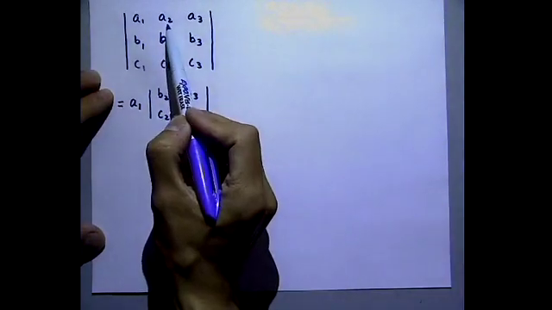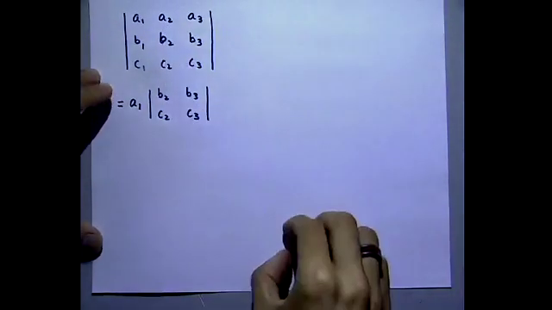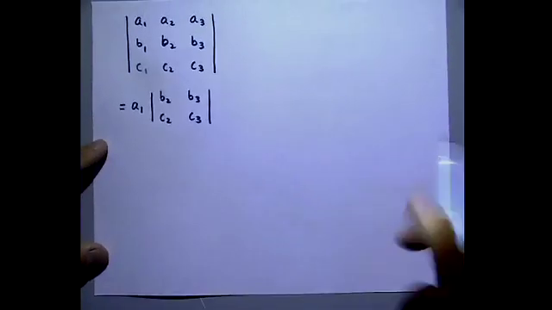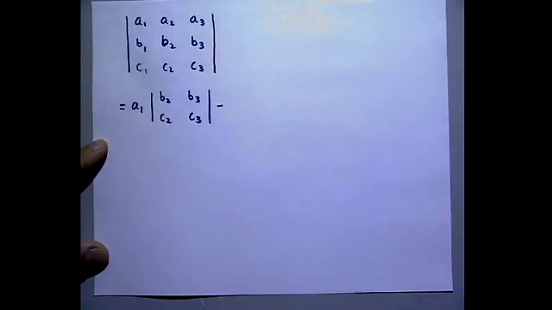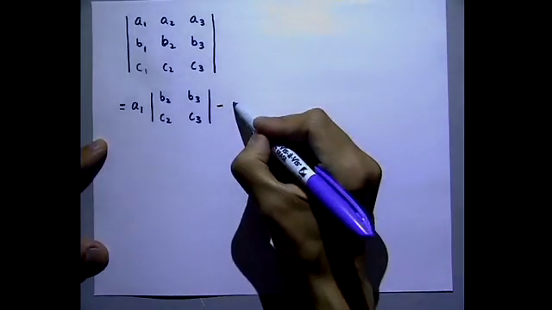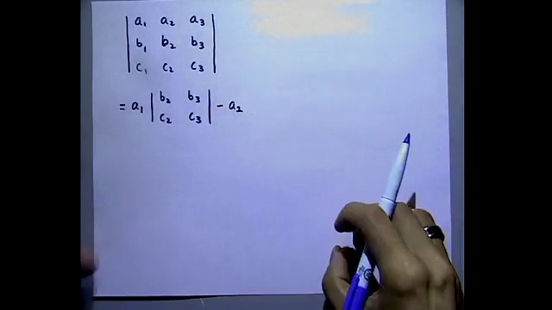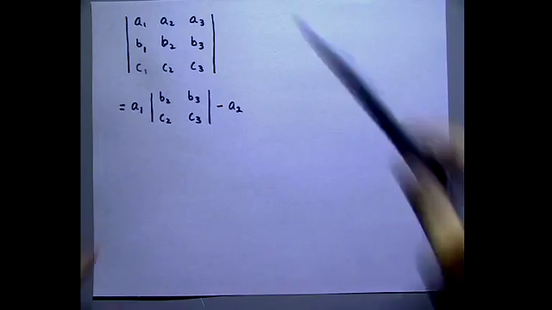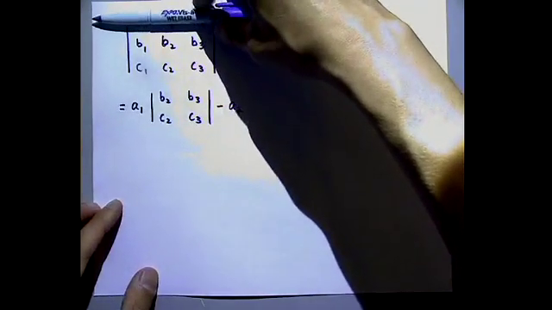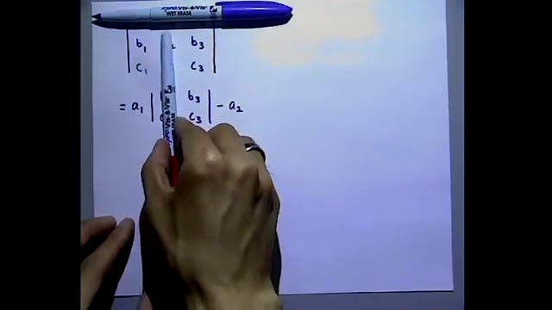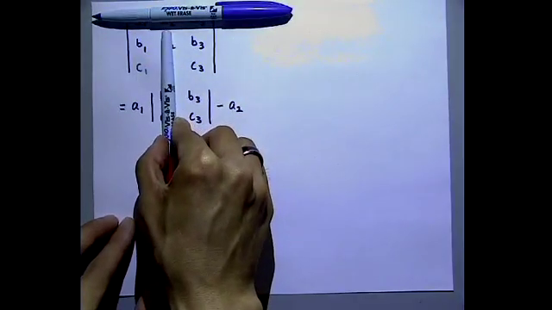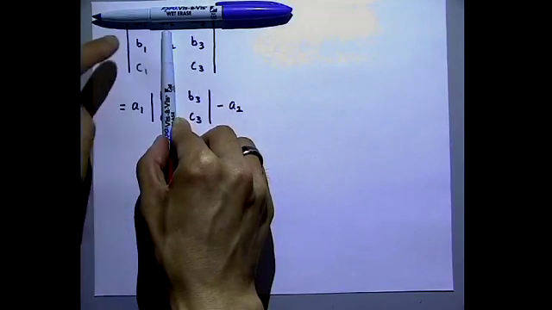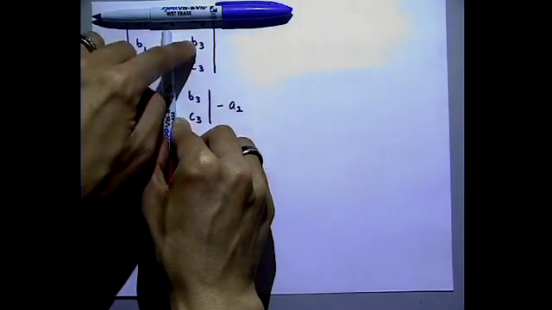Then we move to A2. And here's where things get slightly tricky. We have to reverse the sign of A2. So note the negative there. And just like last time, we block out the row and the column of A2, and then find the determinant of what's left: B1, C1, B3, C3.